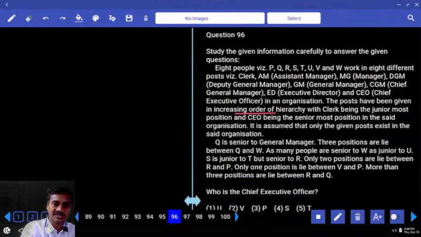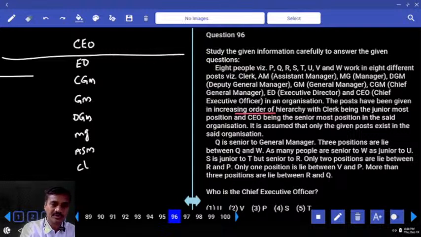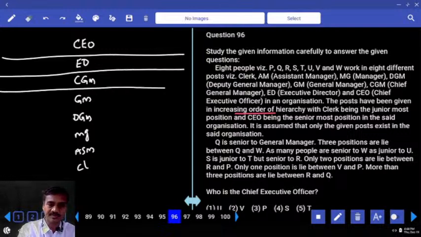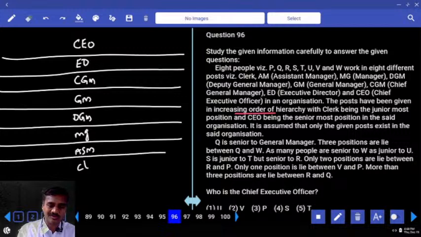As CEO is the senior most, next to CEO who is that person? ED, and next to ED CGM, and next to CGM GM, and next DGM, and manager, assistant manager and clerk. Now these are the 8 persons we have: CEO, ED, CGM, then GM, next to GM, DGM, manager, assistant manager and a clerk.